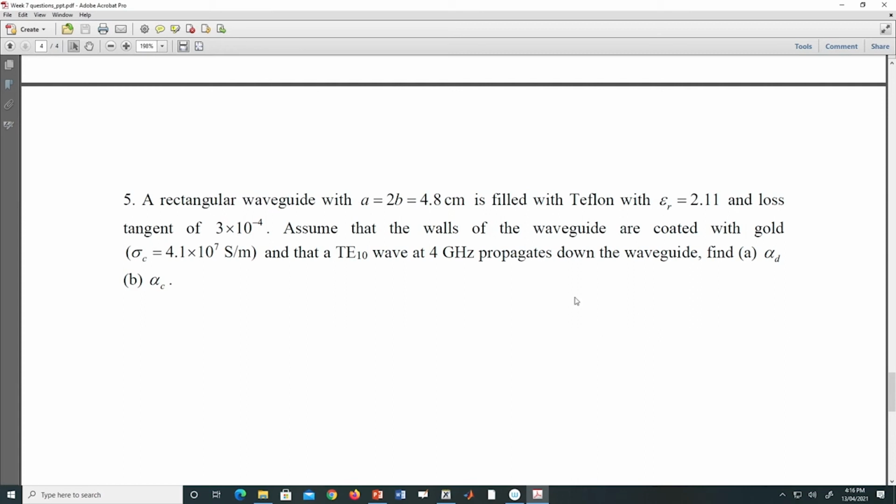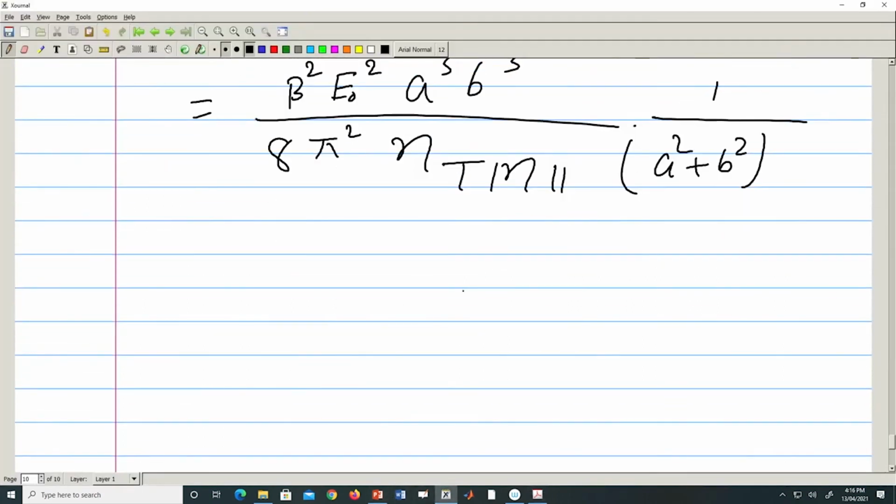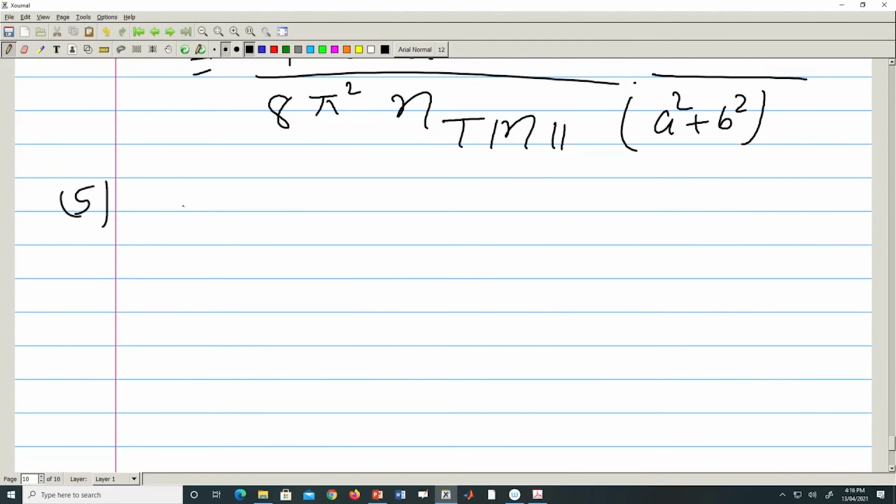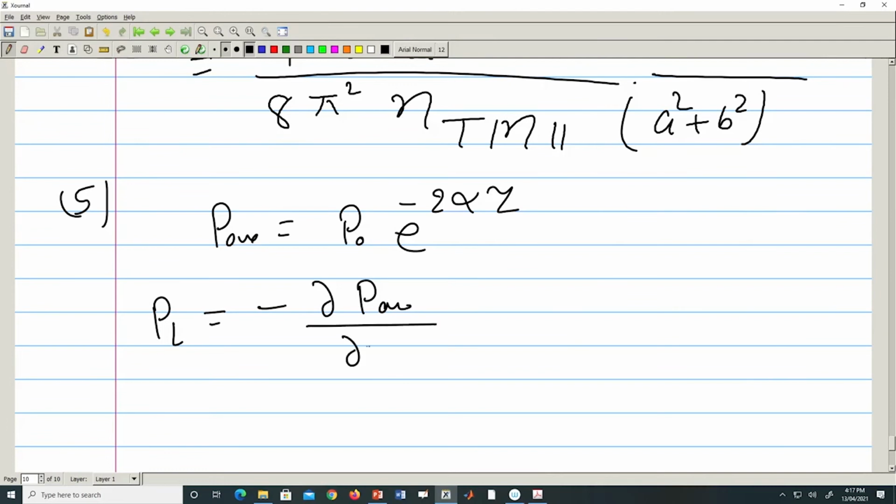We know the power flow in the waveguide, that is power average equal to P naught e to the power minus 2 alpha z. So this is the power flow in the waveguide with attenuation. The time average power loss per unit length can be calculated as minus d power average by dz. So from this we will get 2 alpha into power average.